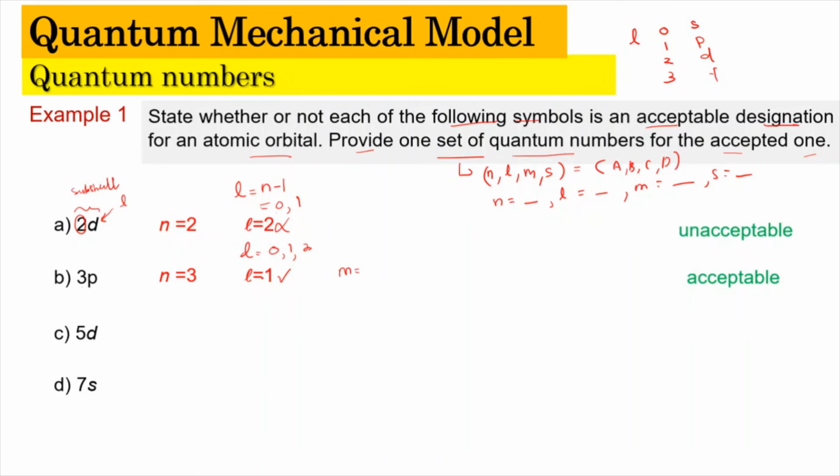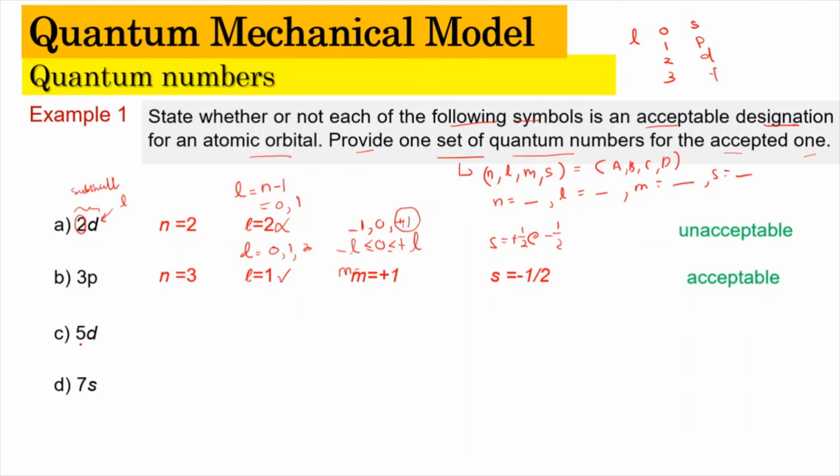Okay, so m here, because l is equal to 1, our m value can be between negative l, 0, and plus l. So I can choose a value from negative 1, 0, and plus 1. For this reason, I'm choosing m equal to plus 1. You can also choose 0 or negative 1, it doesn't matter, but you only select one of these values. And then for my s, I can select plus half or negative half, either one of those. In this case, I'm using negative half.